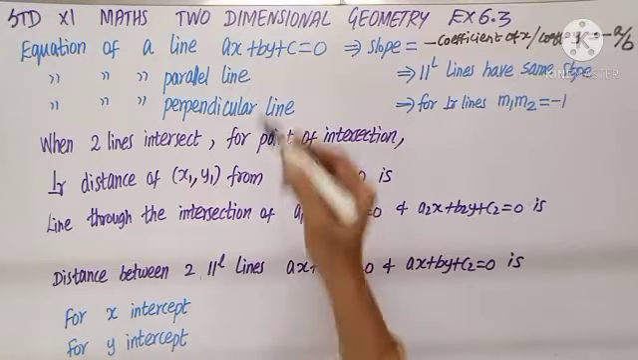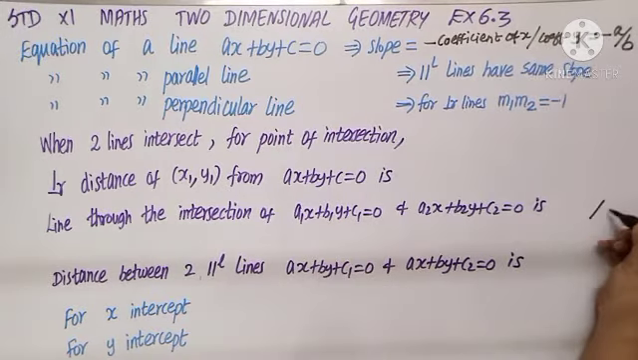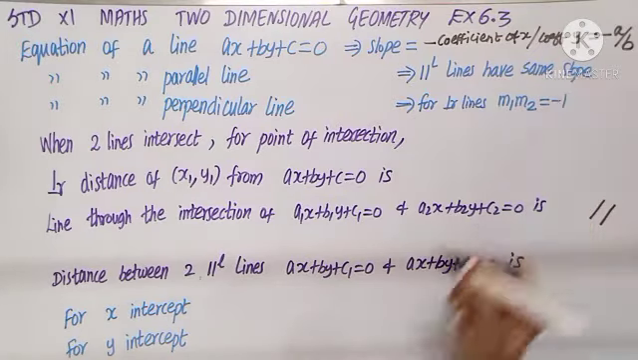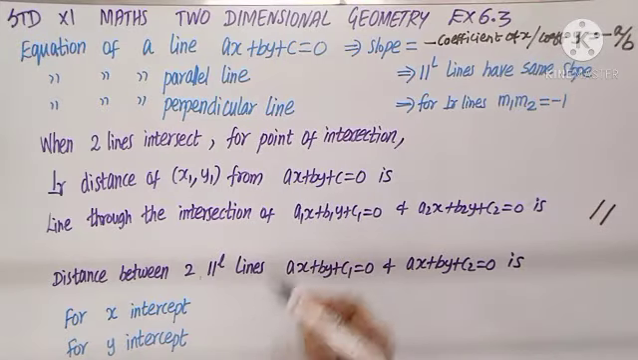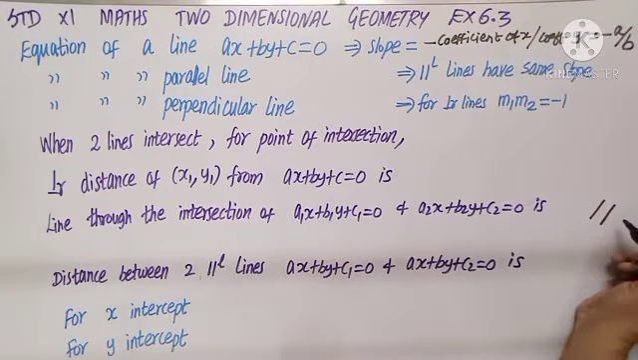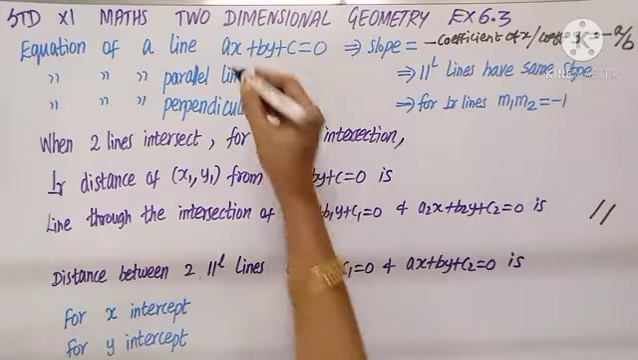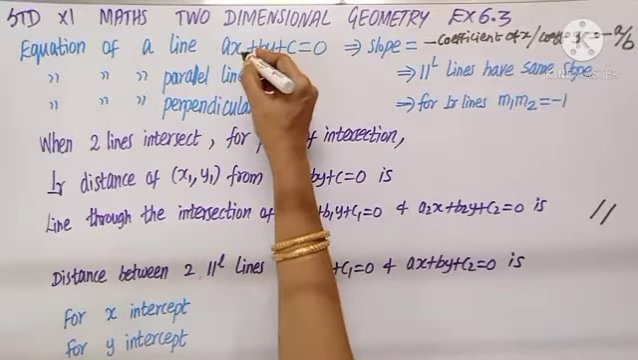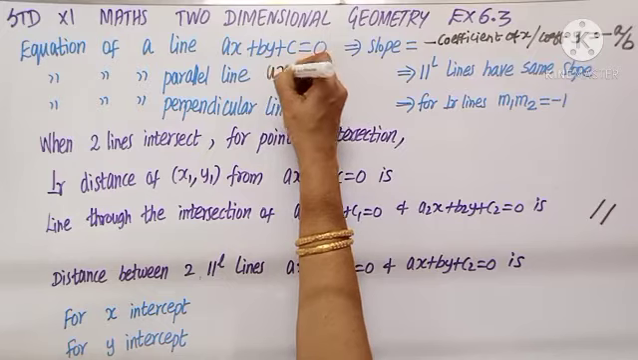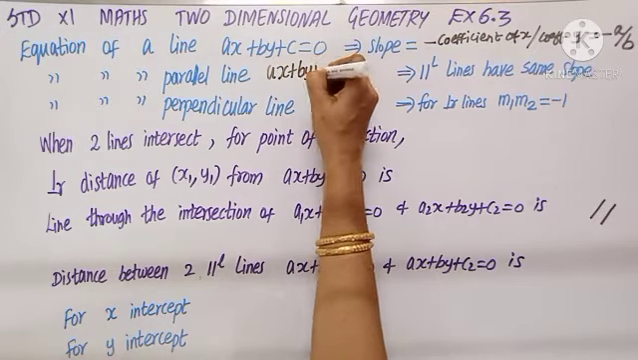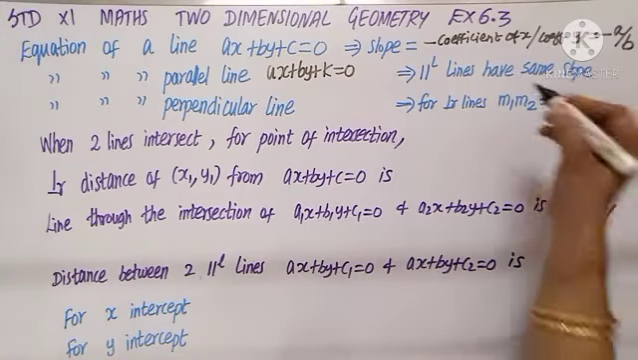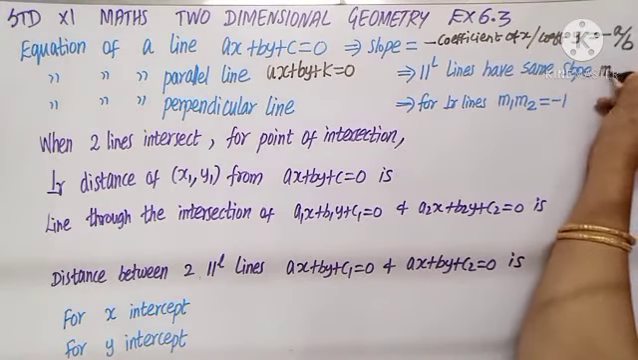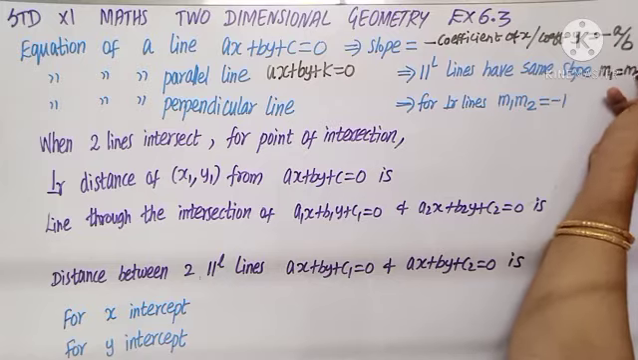Suppose I want a parallel line. Remember, parallel lines have the same slope. That is, in x and y, there is no change. Parallel lines differ by a constant. So, if I need a parallel line for this, it will be ax plus by plus k equal to 0. Parallel lines have the same slope, telling us m1 equals m2.